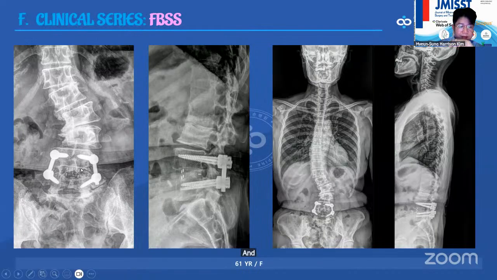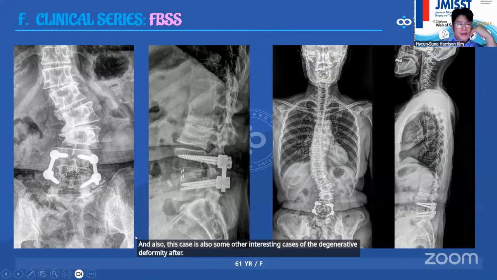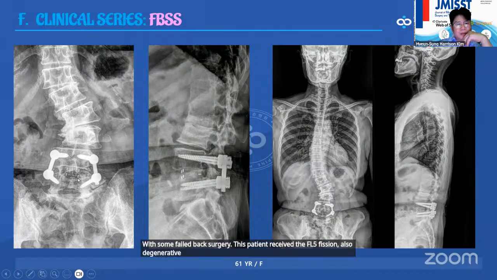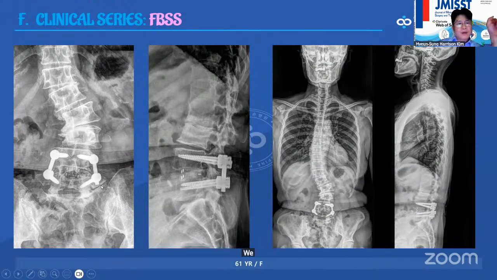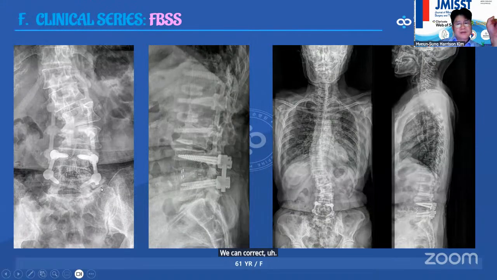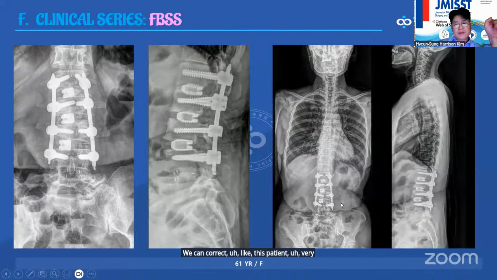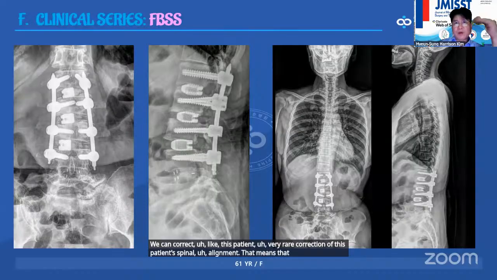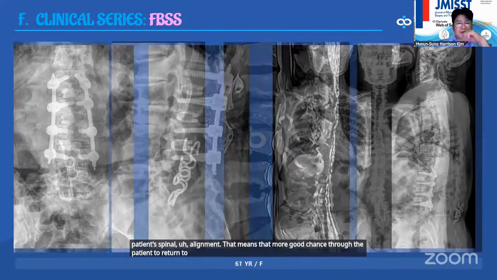And this case is another interesting degenerative deformity case with failed back surgery. This patient received L45 lumbar interbody fusion, with degenerative scoliosis here. But if we do the same manner, we can correct it very well, with very good correction of this patient's spinal alignment. That means a better chance for the patient to return to a better life.